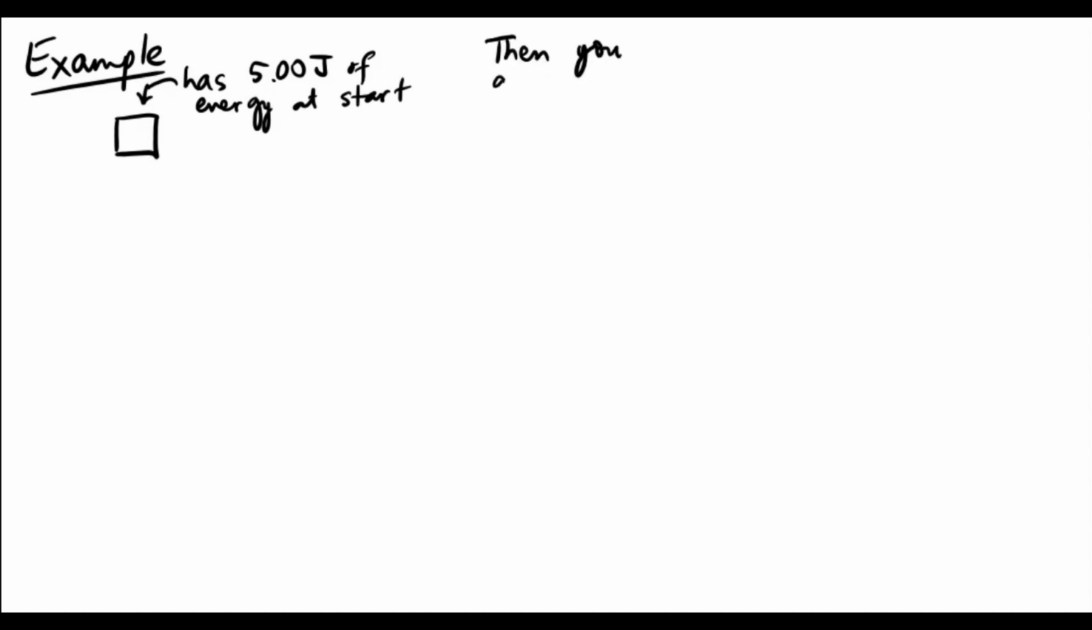Let's take a look at an example. Let's say we have a block that already has energy at the start, say 5 joules of energy. And then you do some work on the block, and let's say we have done about 3 joules of work on the block. The question is going to be phrased as asking how much energy the block has in the end after the work is done.